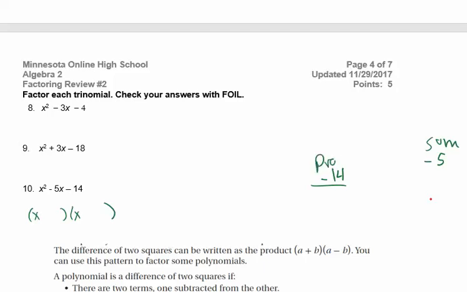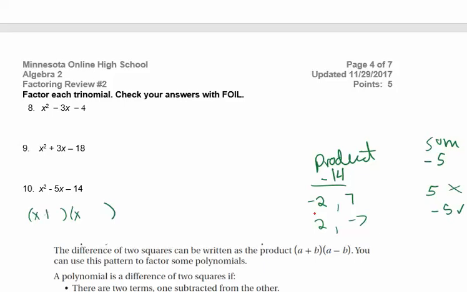So this is the product. We're looking for the factors. What times what equals negative 14? Well, 2 times 7 is 14, but I need a negative 14. So I could do negative 2 times 7, but when I add those, I get a positive 5. Nope. How about 2 and negative 7? Then when we add them, we would get negative 5, and that works.